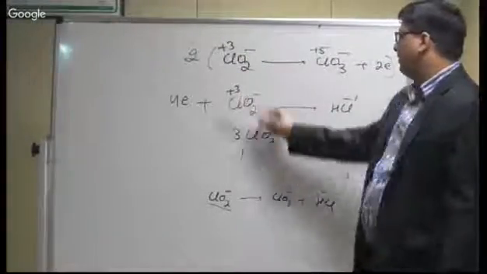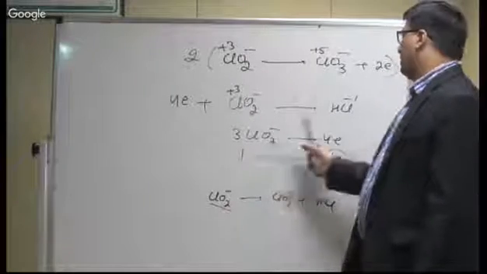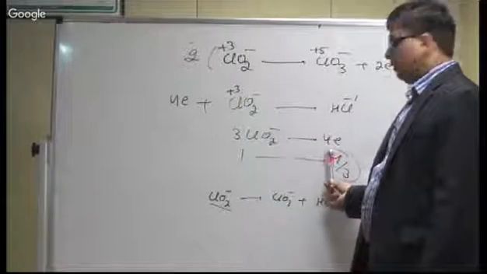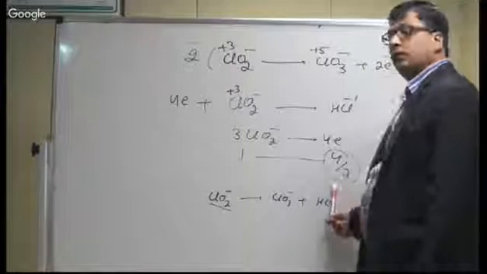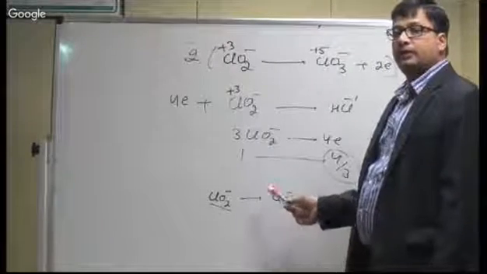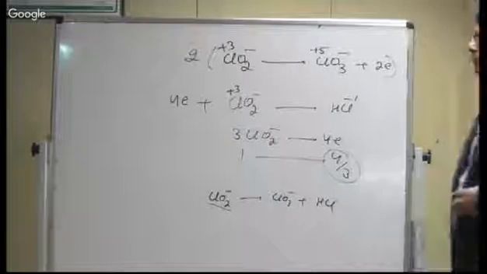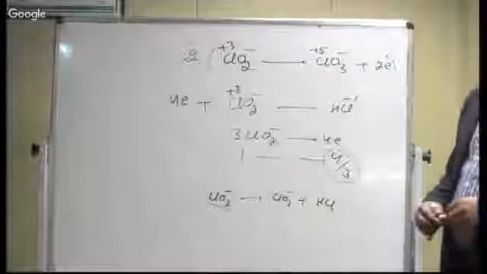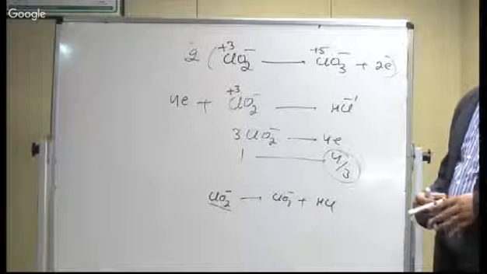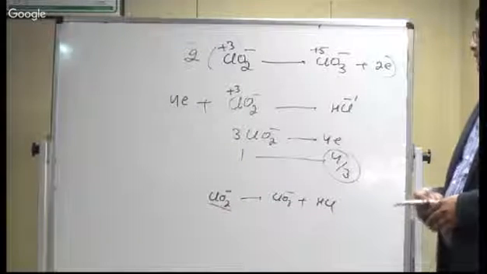So now the reaction becomes 2 plus 1, 3 ClO2 minus transfer 4 electrons. 1 will transfer 4 by 3. Clear? Any doubt in any step?